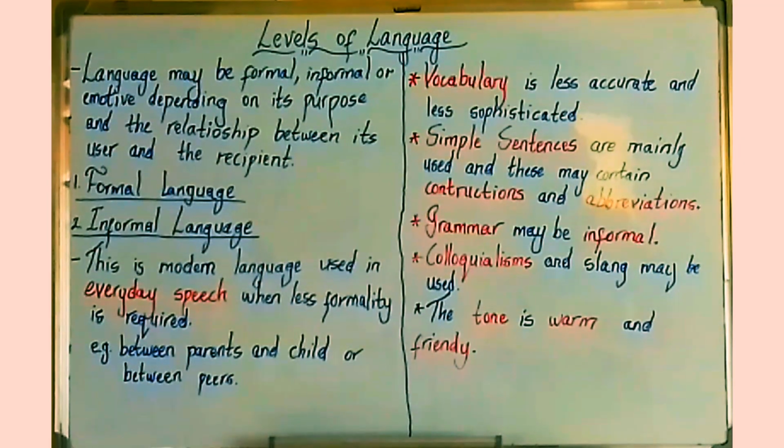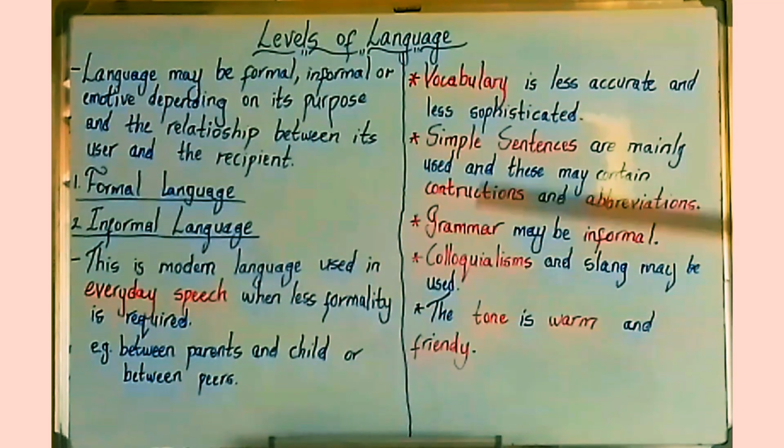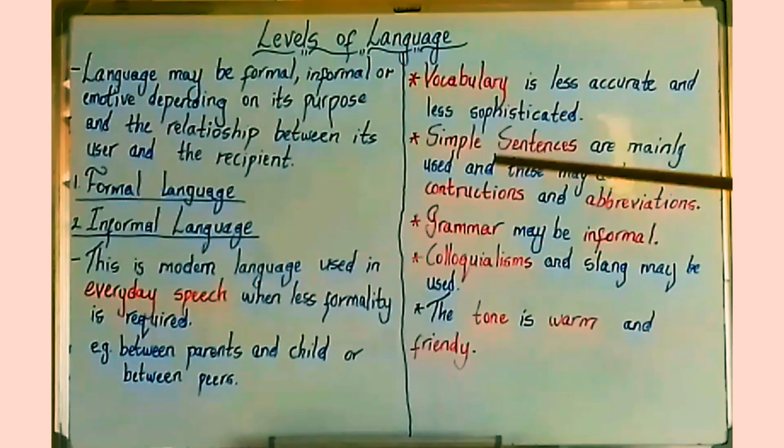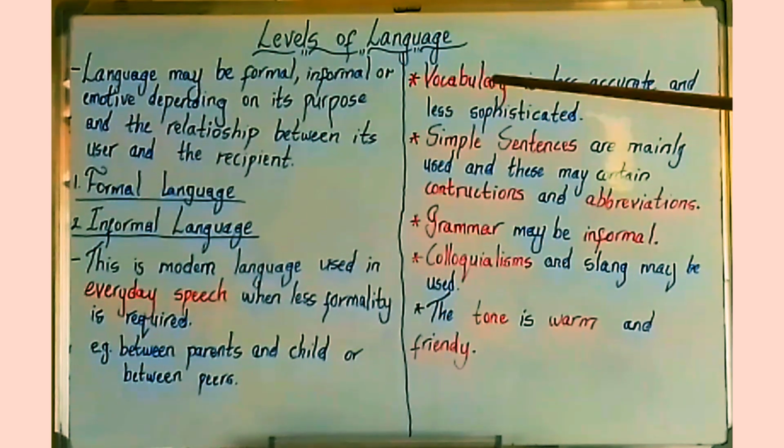So we look at the characteristics in terms of vocabulary. So the characteristics of informal language in terms of vocabulary. So vocabulary is the extensive knowledge of English words. So vocabulary is less accurate and less sophisticated. So the vocabulary that we use is basic English. We don't use advanced English, but we use basic English.